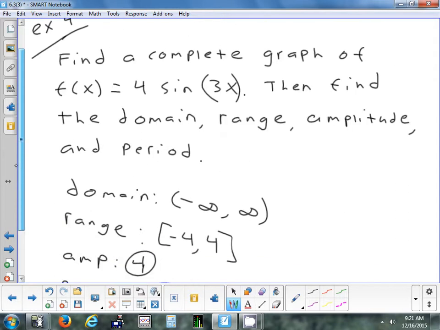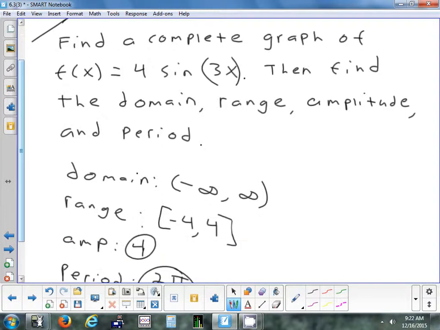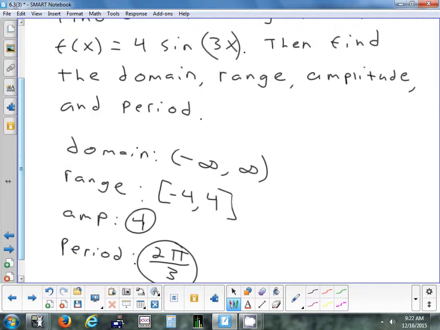Right, now what if I put a +1 on the end? What would that do? That would shift it up 1. Would that affect the domain? No. Would that affect the amplitude? No. Would that affect the period? No. The only thing it would affect is the range. Okay? If you shifted everything up 1, what would my new range be?